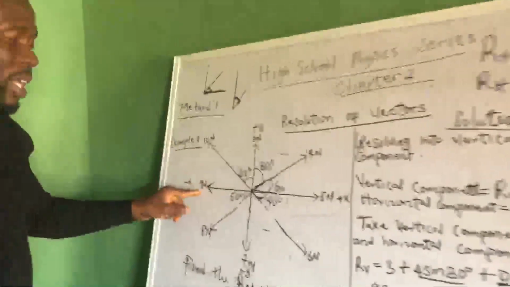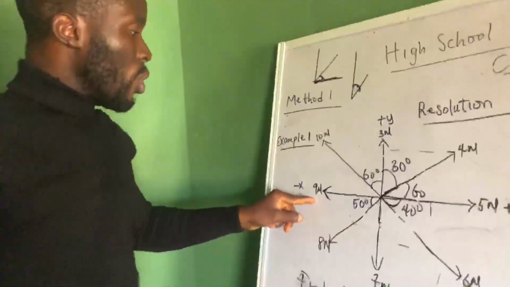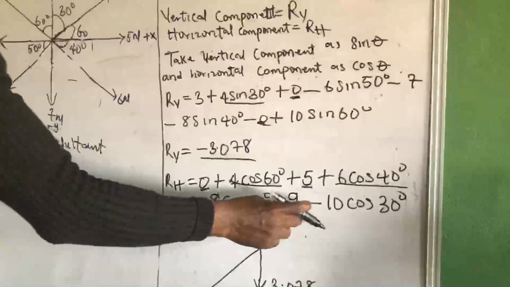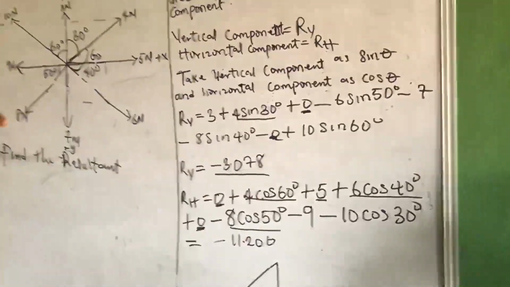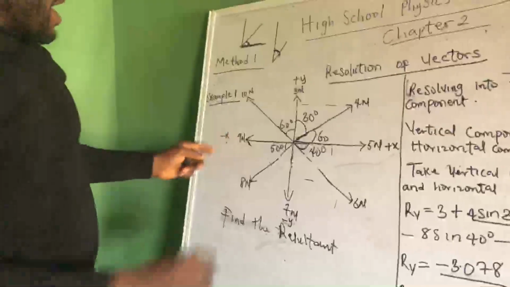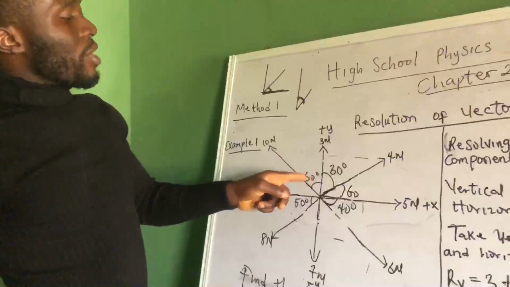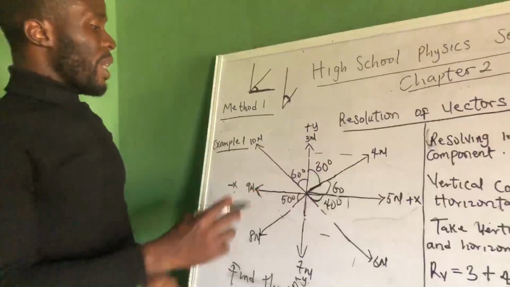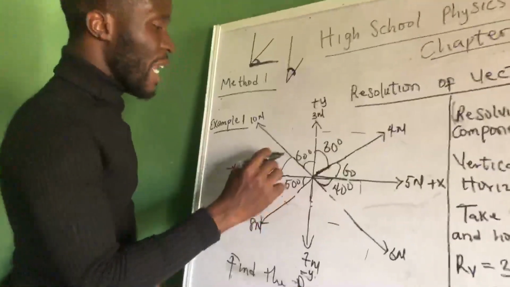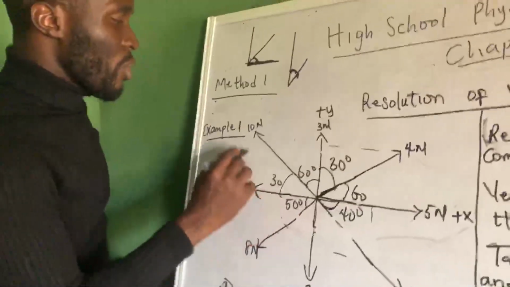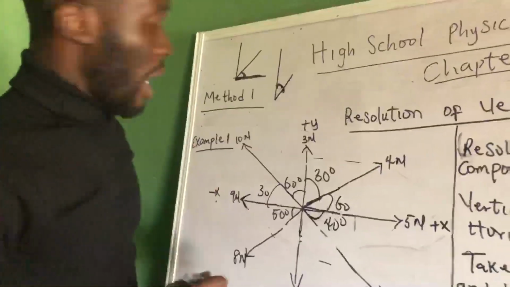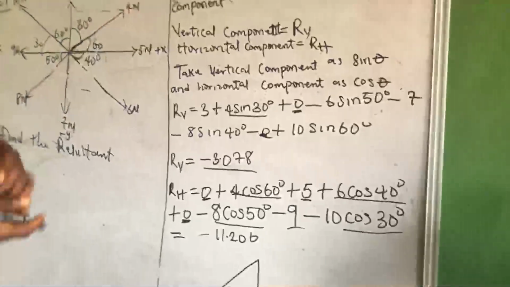9 is on the horizontal component already, so it will be picked. So that's minus 9 since we are on the negative x-axis. Then our last one, we are still on the negative x-axis. So we have 10. 60 is inclined to the vertical. We have to make it to be inclined to the horizontal. So what do we do? 90 minus 60, that's 30. And so we say 10 cos 30.